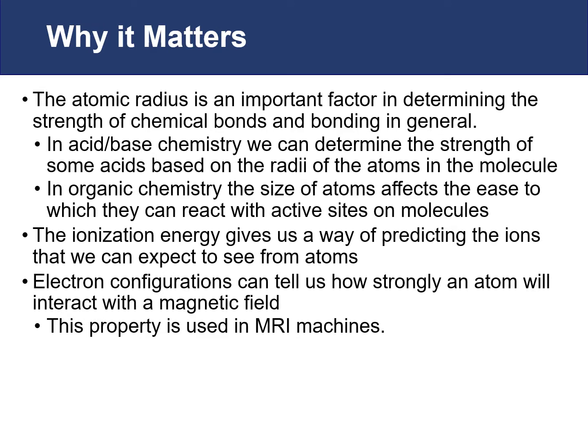So why is it that we're interested in being able to make predictions using the periodic table? Well, the atomic radius is an important factor in determining the strength of chemical bonds and bonding in general. In acid-base chemistry, which we will be looking at in the second semester of our general chemistry series, we can determine the strength of some acids based on the radii of the atoms in the molecule. In organic chemistry, the size of atoms affects the ease to which they can react with active sites on molecules. The ionization energy gives us a way of predicting the ions that we can expect to see from particular atoms.